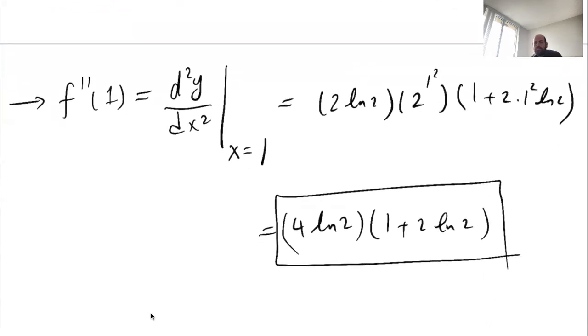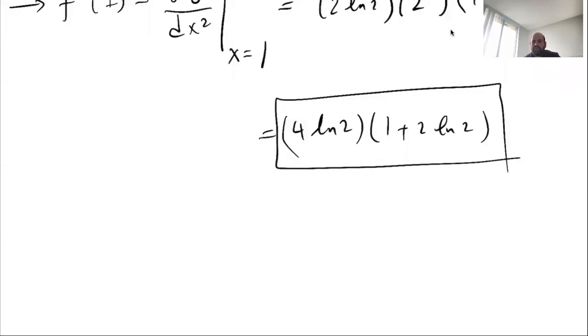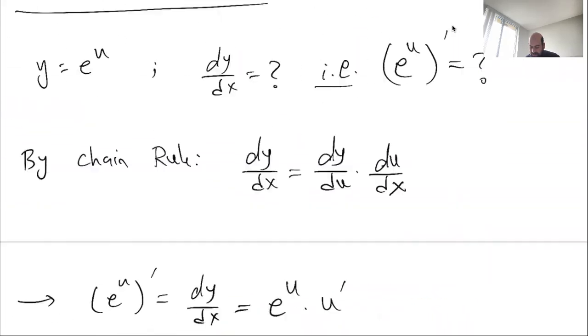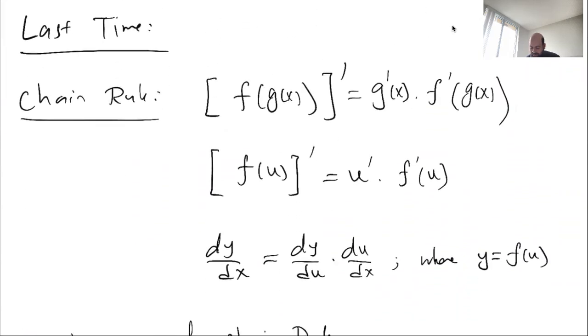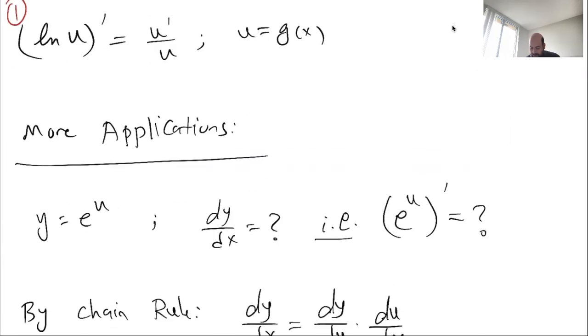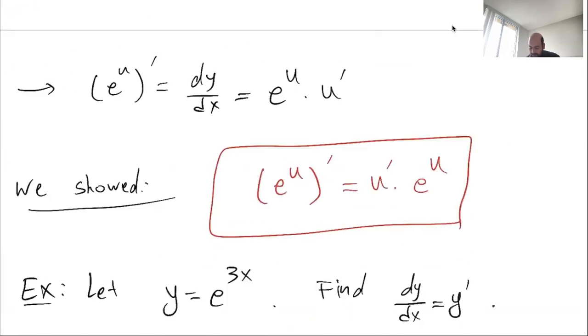Okay, so we calculated the derivative of e to the x, then e to the u, then a to the x, and also a to the u. Derivative of a to the u, we also calculated as an example of that. We calculated the derivative of 2 to the power x squared, and also the second derivative of 2 to the power x squared. All right, now let's look at more applications for chain rule. So this one we can call application 1. This one we can call 2, derivative of e to the u.